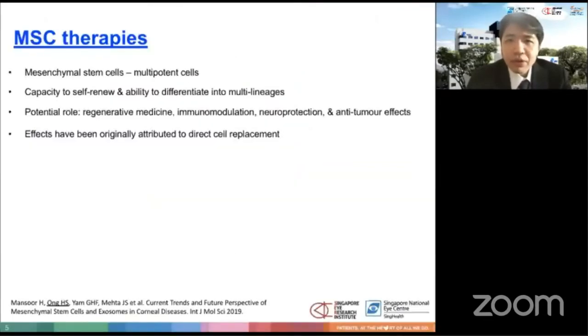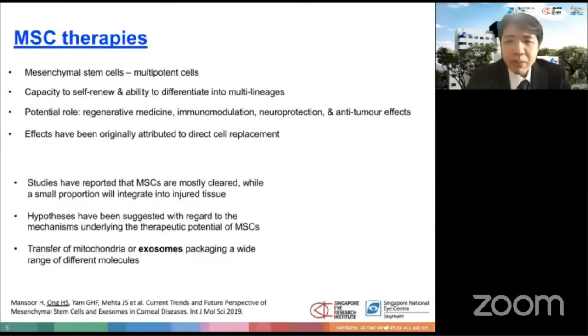Mesenchymal stem cells are multipotent progenitor cells that originate from the mesoderm of many tissues, including bone marrow, blood, liver, spleen. They have a capacity to self-renew and ability to regenerate differentiated cells. Due to the potential role in regenerative medicine, immunomodulation, neuroprotection, and anti-tumor effects, the use of mesenchymal stem cells as a therapy has emerged as a popular research topic in recent years. Their effects have been originally attributed to direct cell replacement.